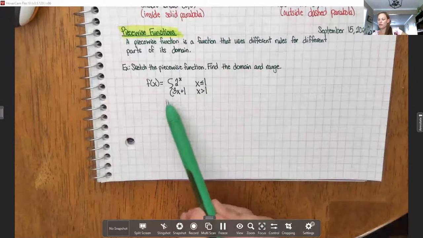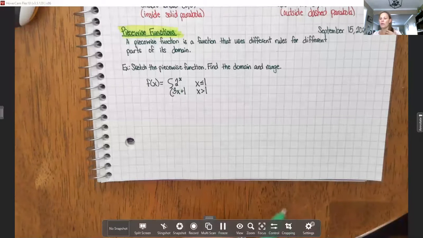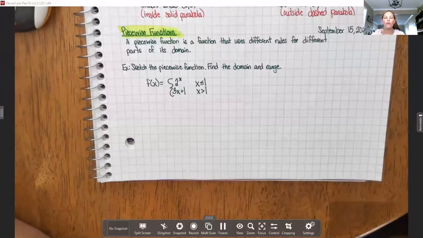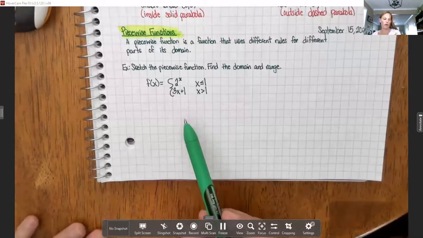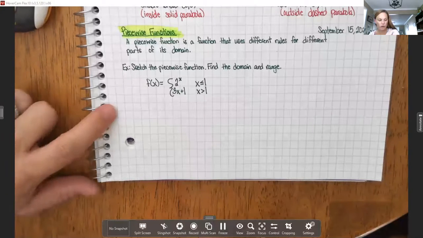So your piecewise functions, remember, they're written as a bracket. It can be 2 pieces, 3 pieces. It could be 7 pieces if we wanted it to be. And all of the step functions we've done in the past, those are actually piecewise functions. We just don't usually write an equation for them.